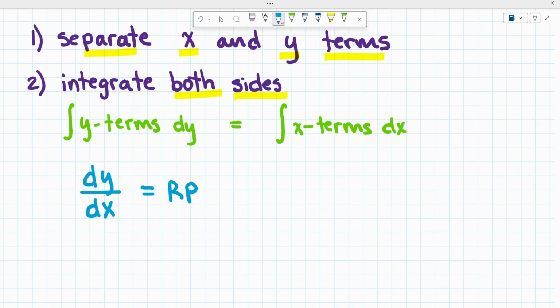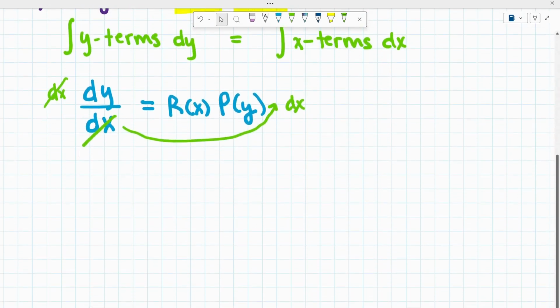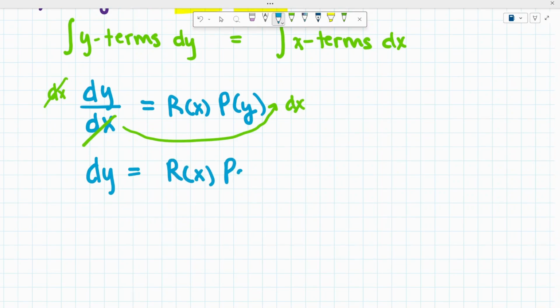So in this case, like I said, we need to separate both our x and y terms. And like we mentioned, our r is in terms of x and our p is in terms of y. So all we have to do is some division and multiplication to move this stuff around. The first thing I'm going to do is multiply dx on both sides of the equation, so it cancels out on the left side. That is going to give me dy equals r(x) p(y) dx.